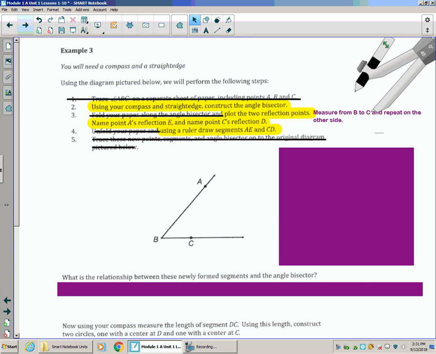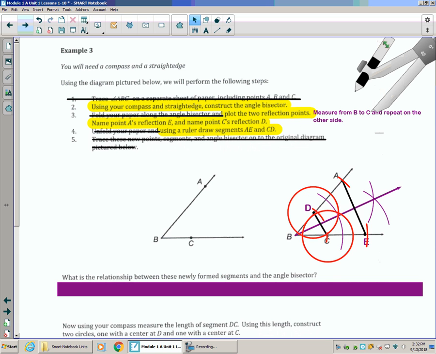In example 3, we have an angle here, angle ABC, and they want us to analyze some of the things that happen when we draw in an angle bisector. So I'm going to uncover this little purple box here that shows the work I did to make an angle bisector.